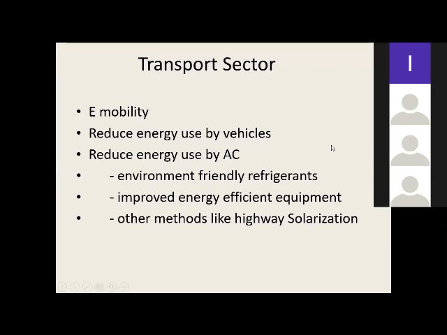In the transport sector, of course, I'm not so happy. E-mobility, electric mobility, is not taking place. That will actually reduce the emission and reduce energy used by vehicles if you go for e-mobility. That's very good. Reduce energy in ACs too, so we need to find environmentally efficient options. They are energy efficient also. Improve energy efficiency of equipment.